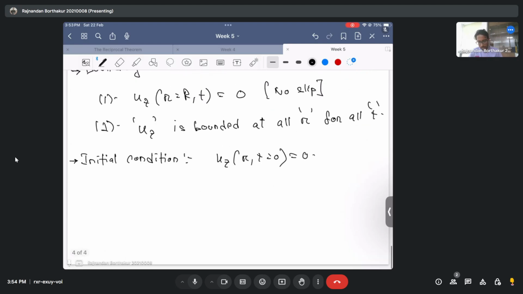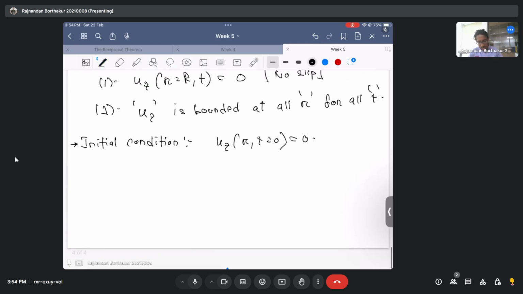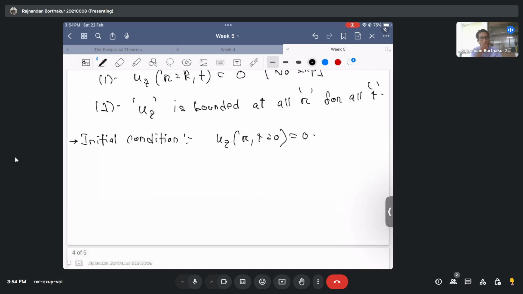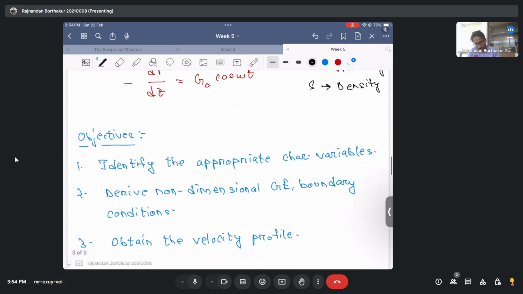Okay. So now what we'll do is, as I said, you can also solve these equations in a dimensional form. That's completely fine. But since we said that we'll also bring the scaling analysis into this problem, we will solve this problem non-dimensionally, and we will see that indeed, non-dimensional solutions help. This is also a part of the analysis that we are supposed to do as a part of the solution of this problem. Okay. So step one, the first objective, is to identify the appropriate characteristic variables.